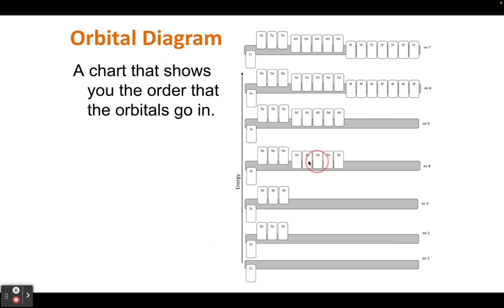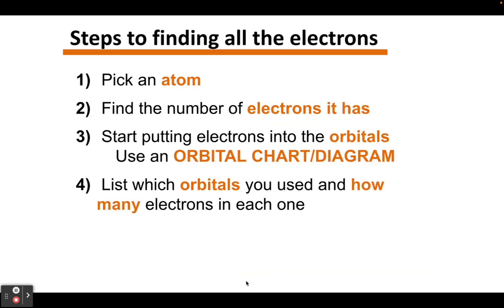So this sublevel has 5d orbitals, and so on. So you can see that the orbitals and the energy levels and the sublevels increase from low energy to high energy. So that's the way we go.